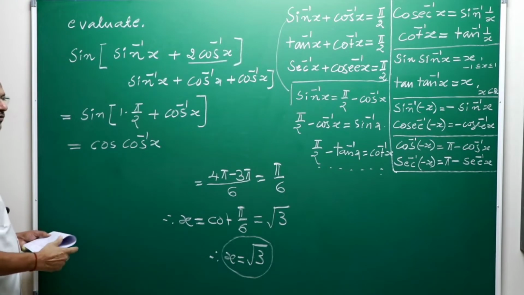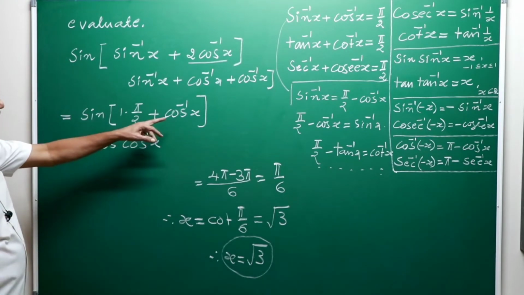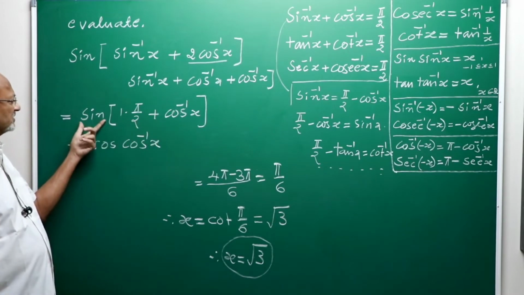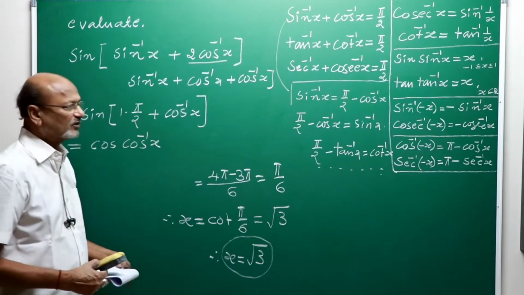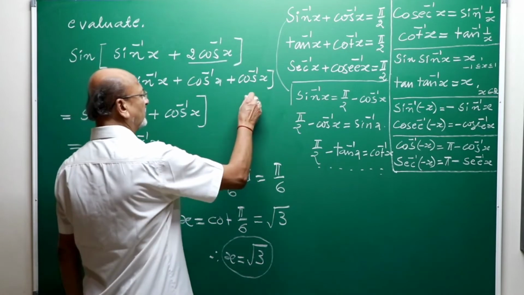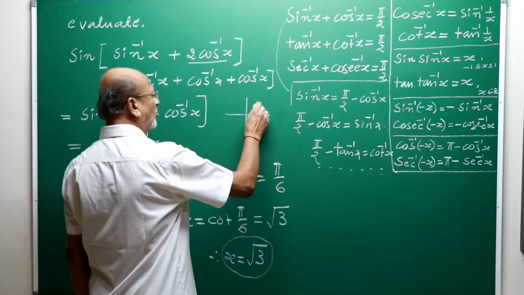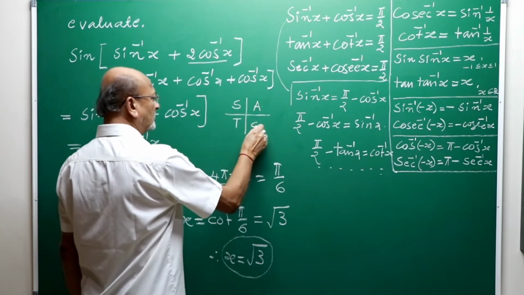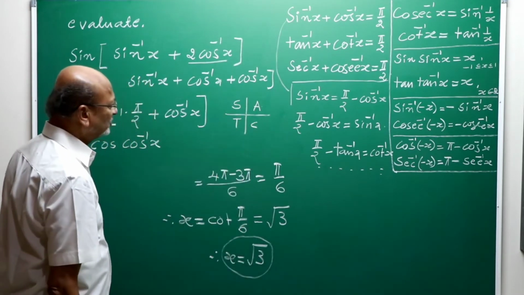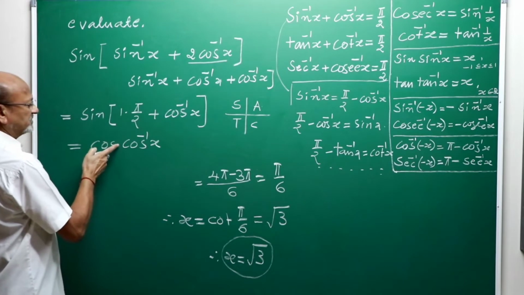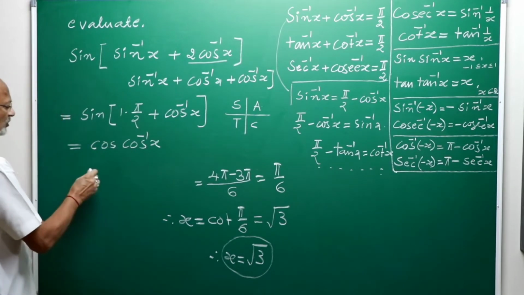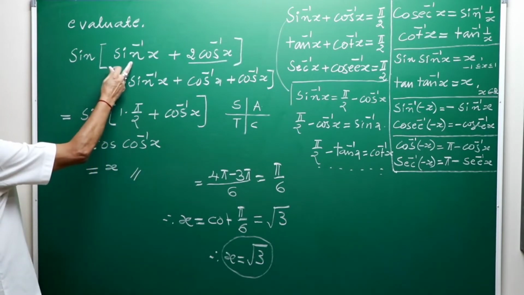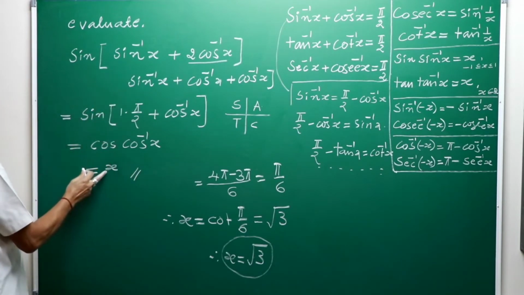Tell me, what about the sine, my friends? It is pi by 2 plus, so the angle is in the second quadrant. In the second quadrant, sine is positive. You have to remember that quadrant rule. Tell me, my friends, what is the quadrant rule? All Silver Tea Cups. In the second quadrant, sine is positive. Therefore, it is a plus sign. Then what is cos of cos inverse x? It is x itself. Therefore, the value of this expression is x itself.